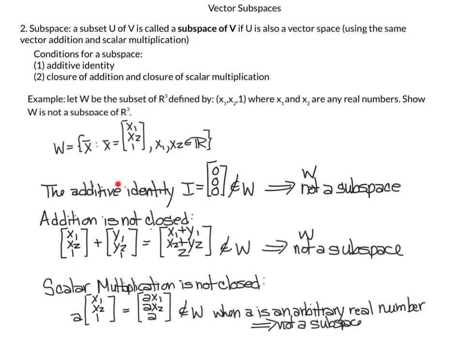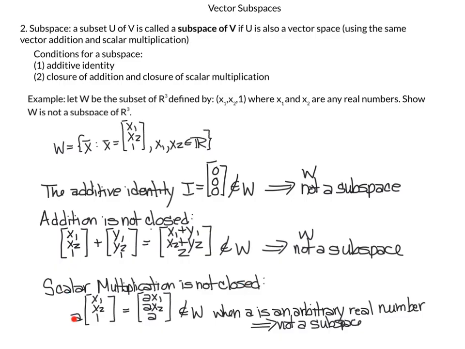So if I hadn't checked the additive identity and I just started by checking addition and I found it is not closed, I could just stop there and say W therefore is not a subspace. Let's look at scalar multiplication.